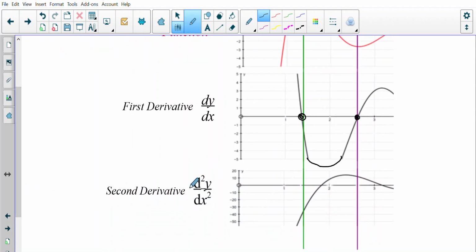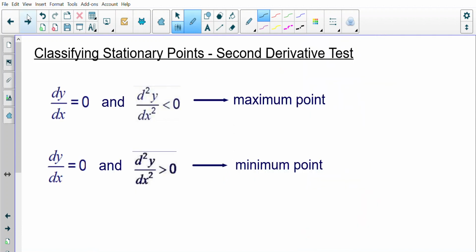So if we found the second derivative of our original function and we plotted that on a graph, what we would see is at the maximum point, remember this green line was at the maximum point, my second derivative is negative because it's below the x-axis. But the purple line came from the minimum point, and at a minimum point the second derivative is positive because it's above the x-axis, and we can use that to determine the nature of the stationary points.